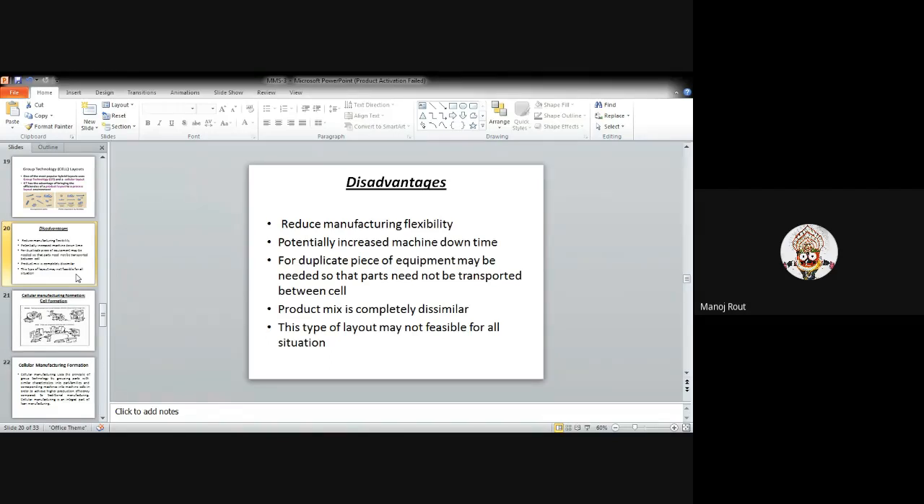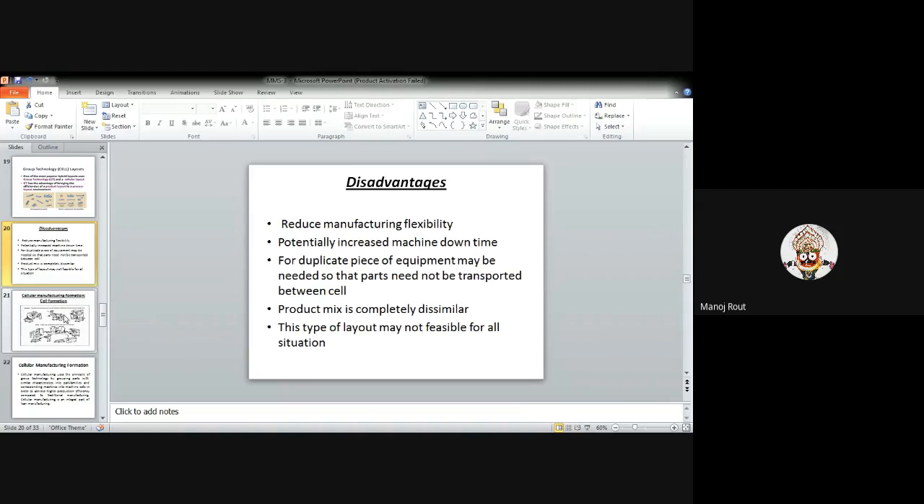The next point is that the product mix is completely dissimilar. Whenever you produce similar parts, when the company wants to mix in or involve a new product in manufacturing activities, it is very much dissimilar. So this type of layout may not be feasible for all situations. These are the disadvantages of group technology.